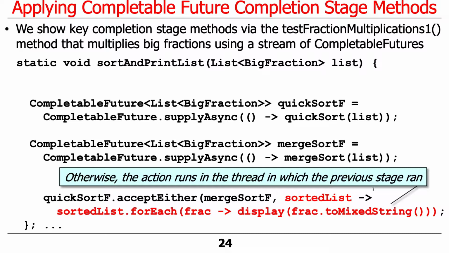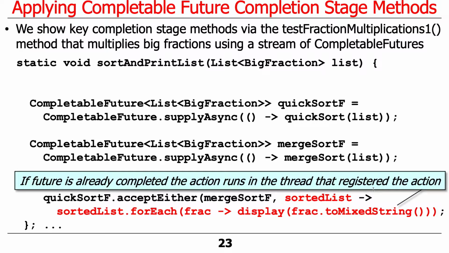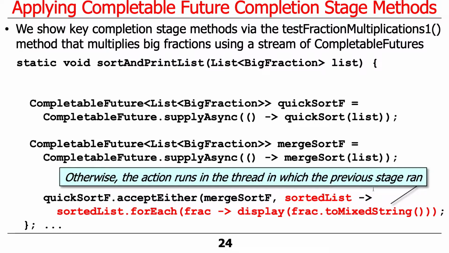So the way this works is that if the future has already completed, if these things run and they finish so fast that one of these futures is done before this even gets called, then the calling thread will be the one to run this for each method. If they're still running when this gets called, whichever thread the previous stage completes in will be the one to run this computation.